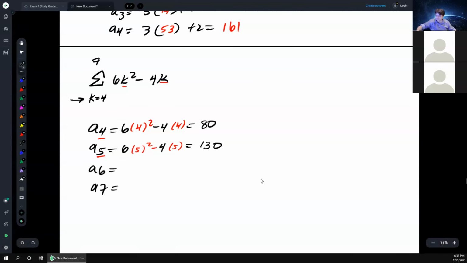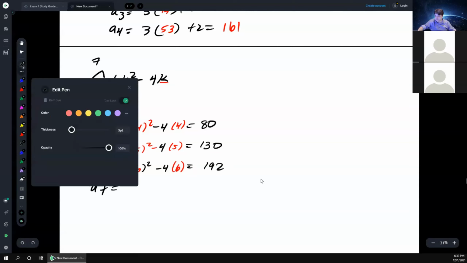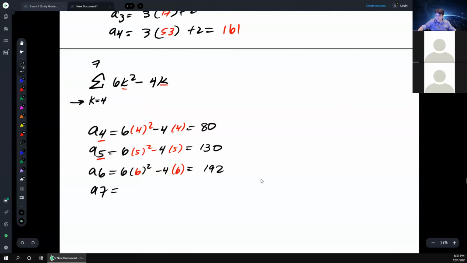Keeping this going. 6 times 6 squared. I'll keep color coding. 6 times 6 squared minus 4 times 6 gives you 192. And lastly, we have a 7. 6 times 7 squared minus 4 times 7.